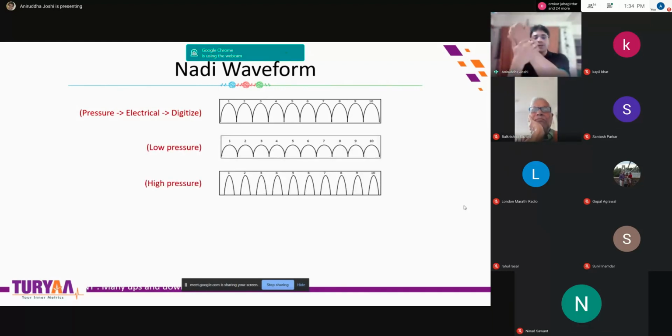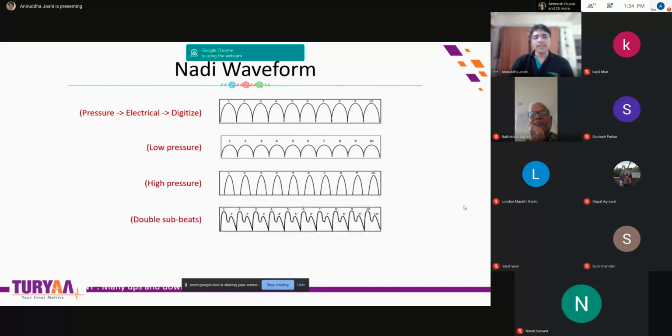If the pressure is low, I will feel it with low amplitude, low volume, and so on. If the pressure is high, after running, after excitement, and so on, the pressure could be higher, the volume could be higher, and so on. So it is easy to understand, easy to visualize also. With concentration, you can feel tuck, tuck, tuck, similar to heartbeats.